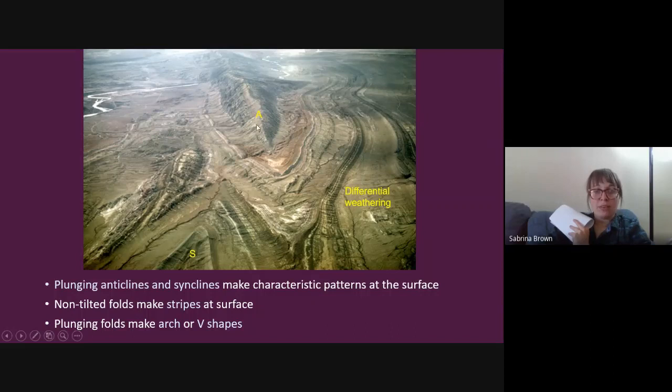We get these different layers because some layers of rock are softer and more easily eroded away than other layers, right? The ones that are harder to erode away take longer to erode, and they create these ridges or more resistant layers that stick out of the ground and hang around for longer.